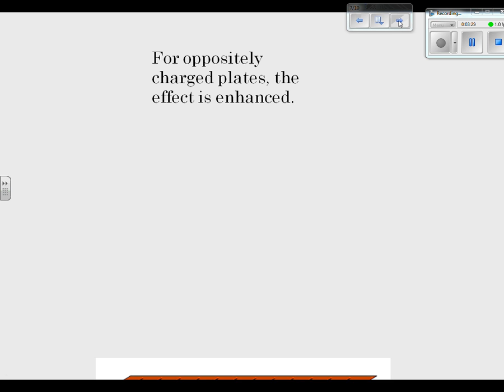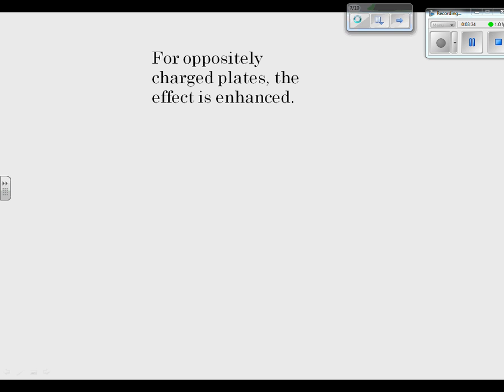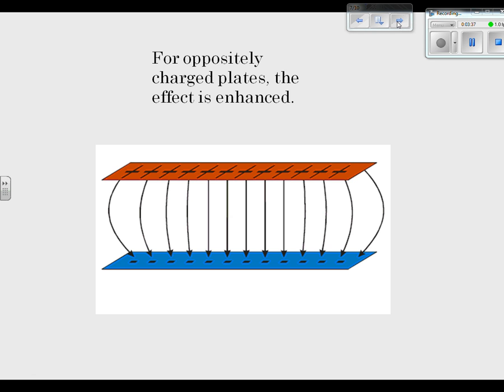If the plates are oppositely charged, this effect is enhanced, and basically the field direction is completely pointed down in one direction, from positive to negative. Is there a little bit of leakage and curvature on the sides? Yes. Do we worry about that? No. For the vast majority of the problems, you're going to worry about it being somewhere in the middle there where it doesn't really matter. Okay? Simplify it for you.